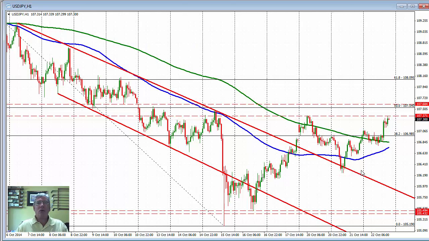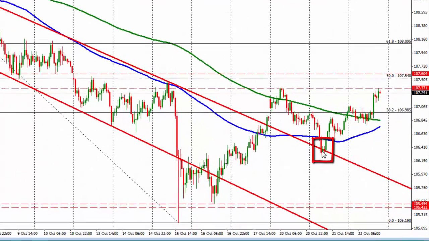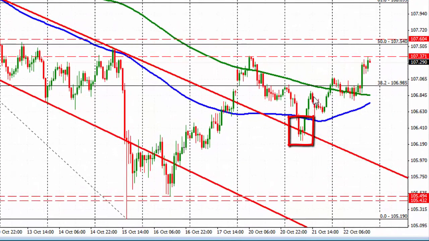Off the hourly chart, what do we see in this chart? Well, we saw a move below the 100-hour moving average and below this trend line yesterday. That failed. When we moved back above the 100-hour moving average, that's when we started to see this little rotation to the upside. Better stock market.